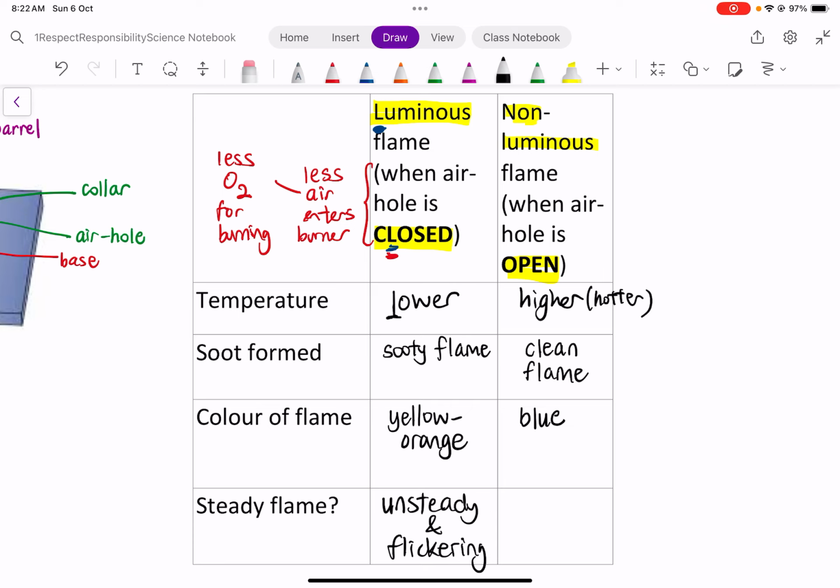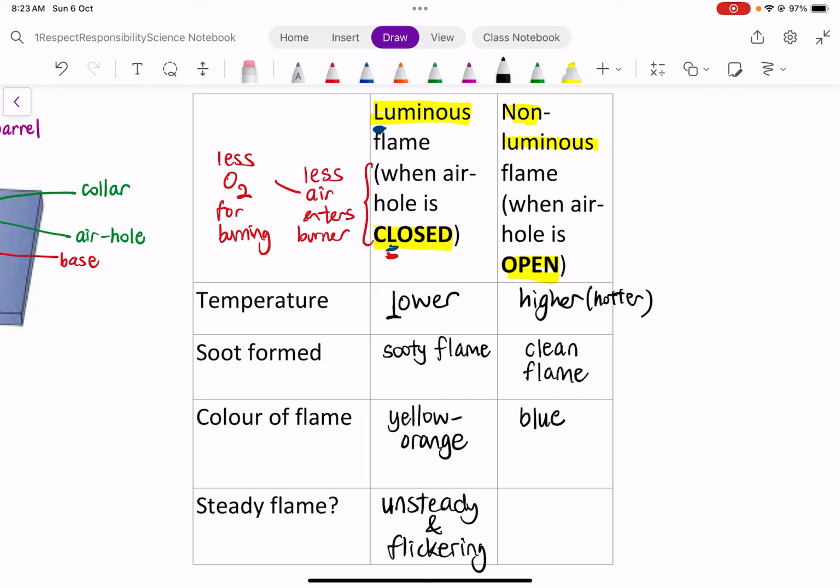Again, this is a result of the air hole being closed. Because the air hole is closed, there's not so much oxygen for burning, and so the flames themselves will be unsteady and flickering around. And this is why the luminous flame is not used for heating as well.